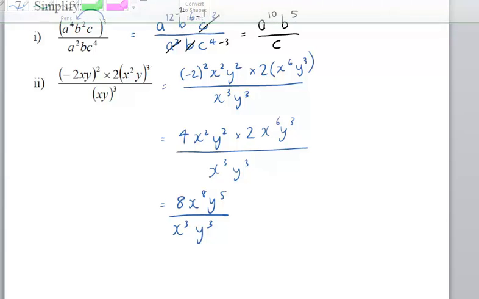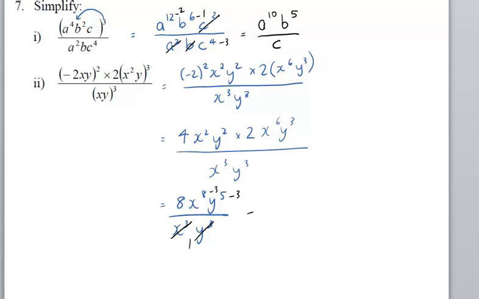So now we can go to our cancelling. Here we have x cubed at the bottom, so minus 3, and y cubed, so we're minusing 3. So we're ending up with this over 1. We're getting 8, x to the power of 8 minus 3 gives us 5, y to the power of 5 minus 3 gives us 2, all divided by 1. So this just becomes 8x to the power of 5, y squared.